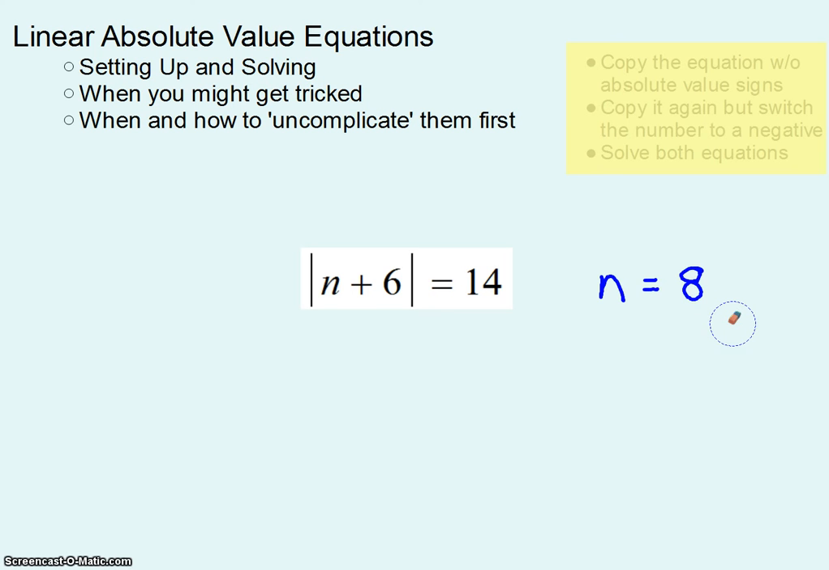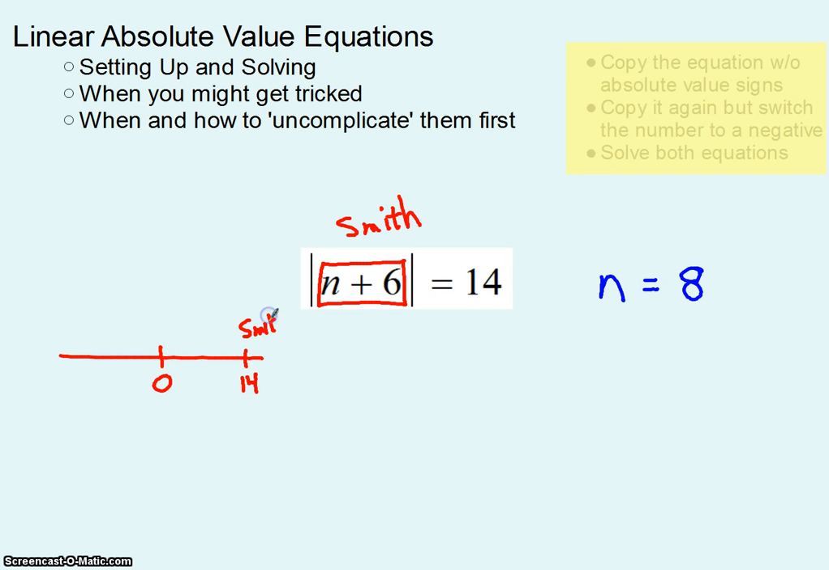So -8 didn't work. So what's the other answer? Well, here's the way I like to think of it. I want you to imagine that this statement right in here is just some thing. In fact, oftentimes I name it in my classroom when I'm teaching. I say, pretend that n plus 6 is called Smith. And then ask yourself, how far away from 0 is Smith? Well, he must be up here at 14. Or he could be down here at -14. I've got two options. In fact, I have to account for both options. So Smith either is at 14 or he's at -14.